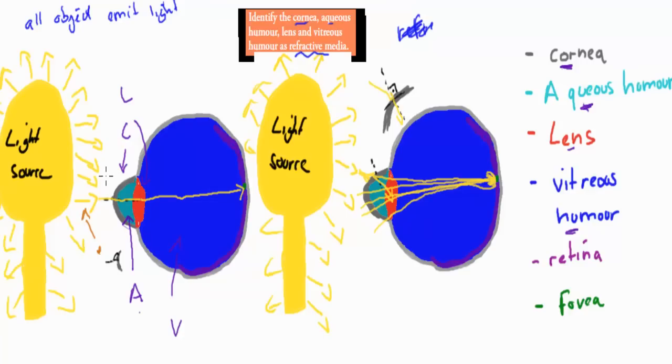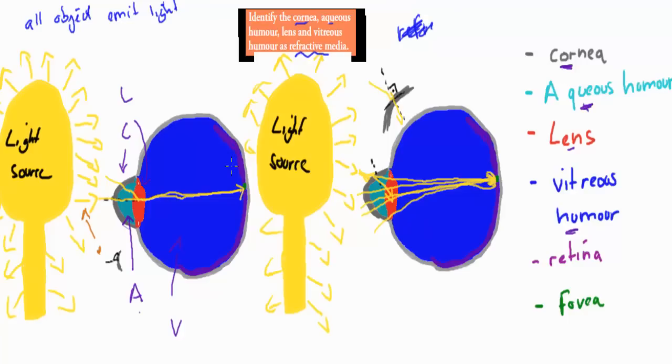There's going to be a bit of bending at the cornea, a bit more bending when it meets the next medium, the aqueous humor, a bit more when it hits the lens, and then more bending with the vitreous humor. Every time it goes from one medium into the next, there's a bit more bending until eventually it's pointing straight towards that focal point. That's basically what I want you to get out of this.